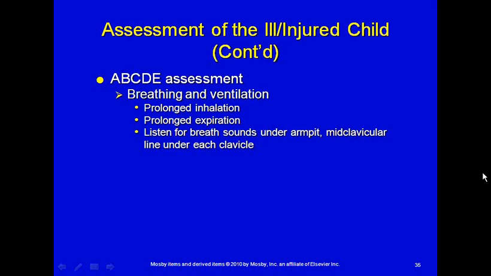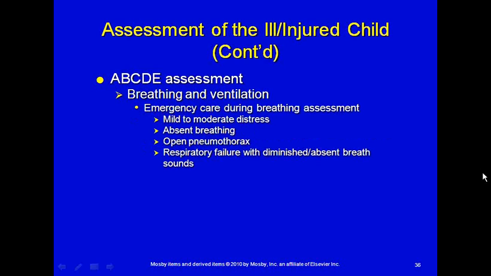Particularly again on smaller children, if I place the stethoscope over their left chest and I hear noises, are those coming from the left chest or am I hearing them from the right chest? Their chest is so small and things are so close together that I may have trouble discerning whether what I'm hearing is coming from the left or right.